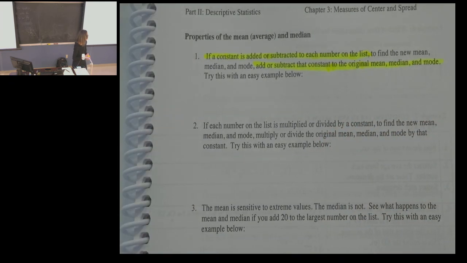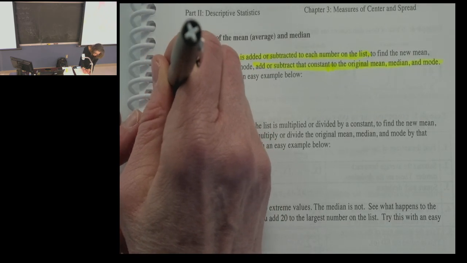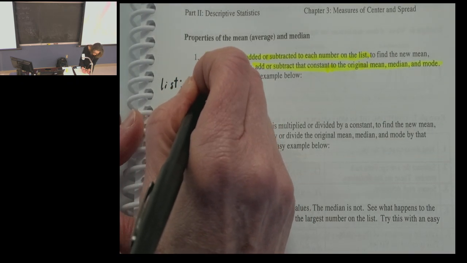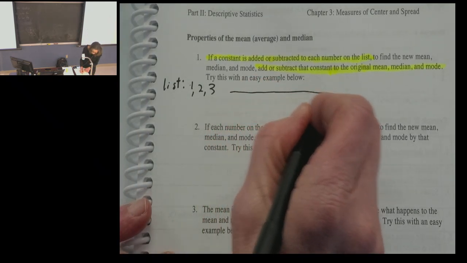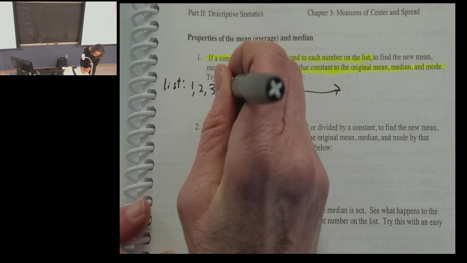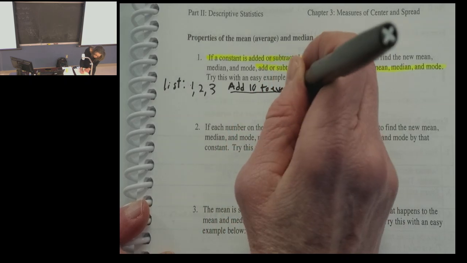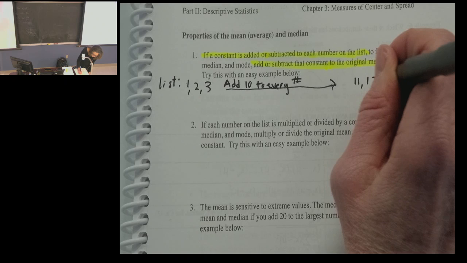Sometimes it's best to just understand it through an easy example. So let's do a super easy list, just to give you an idea of why this is so. The list is 1, 2, and 3. So we just have those three numbers. When you add a constant, let's say we add 10 to every number on the list, what do we get? Then we're going to get 11, 12, and 13.